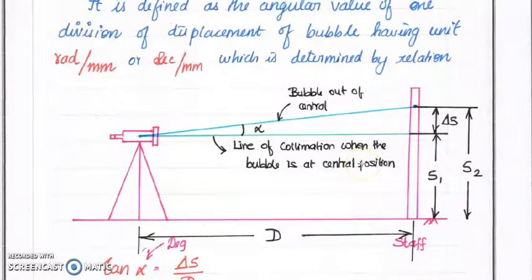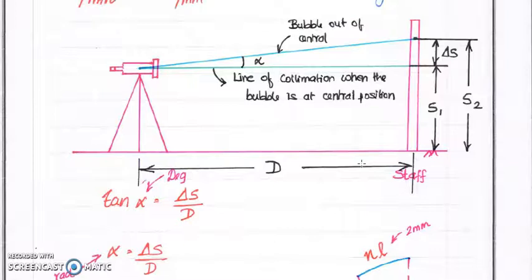Next, please come to here. In this picture you can get a clear idea. This is the instrument place, and this is our leveling staff. This is S1 and S2. The difference is equal to delta S.